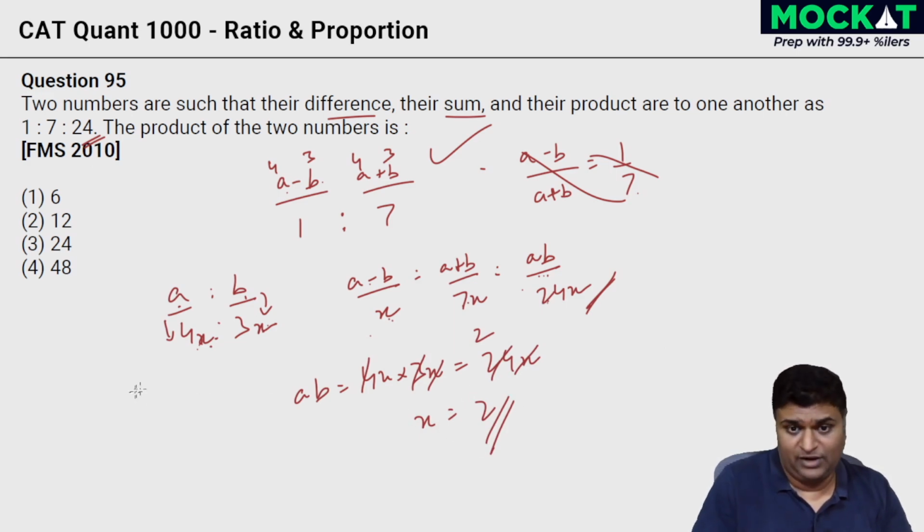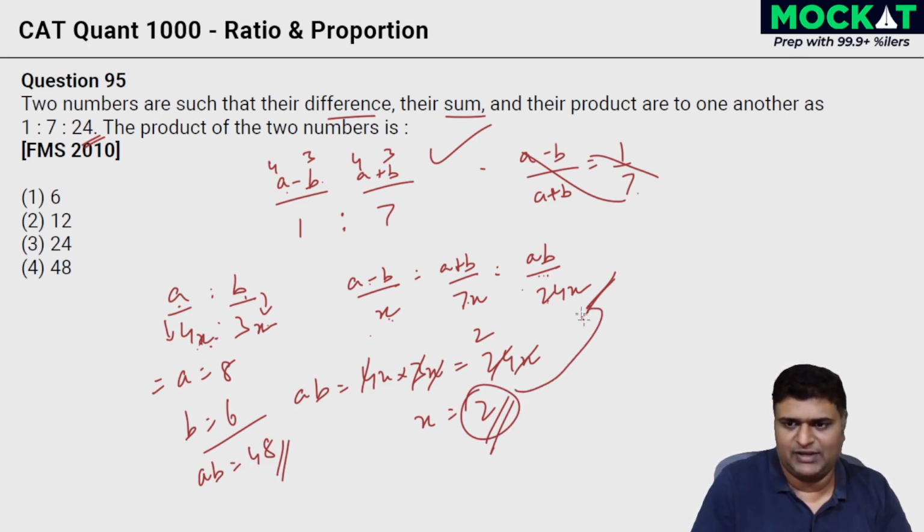Now that we found the value of x, we know the actual values of a and b: a equals 4x, 4 twos are 8, and b equals 3x, 6. We need to find the product of the two numbers, ab over here, which comes to 48. Or when you had found 2, you could have just directly gone and substituted over here. You would have gotten 24 into 2, 48, right, as the product.